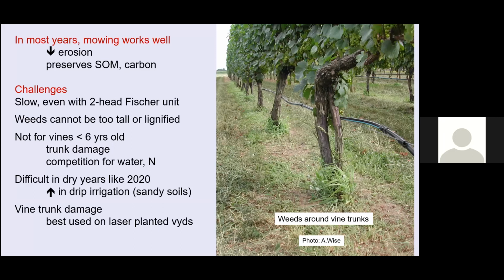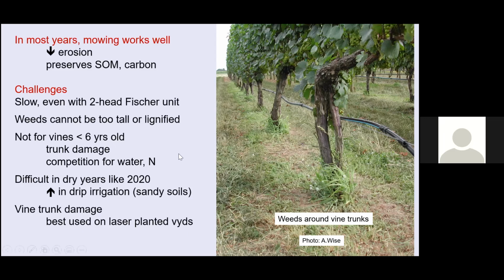And at least in our experience, you can't use this system for young vines. It's just too competitive. So in my situation, I have a Riverhead sandy loam soil, so very sandy soil. I wouldn't use it on vines less than say 5 or 6 years old at all. It's just too competitive. And what I do with those is we hand weed those, or I use organic herbicide.